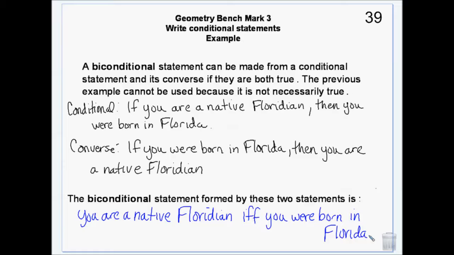There's no other way to be a native Floridian. And if you were born in Florida, you're not a native anything else. Well, Native American, but not a native Californian or a native Tennessean, or I can't even think. So biconditional statements are okay.